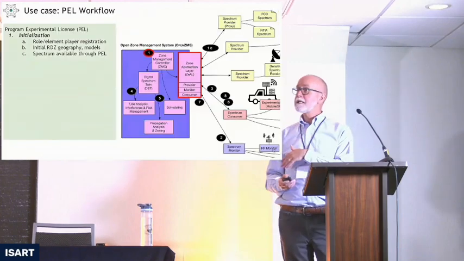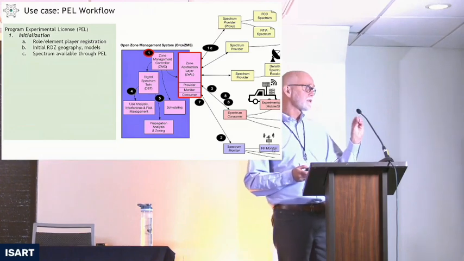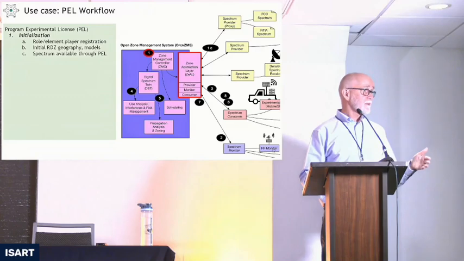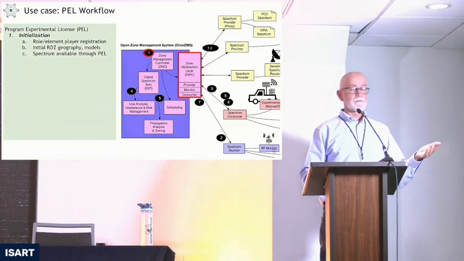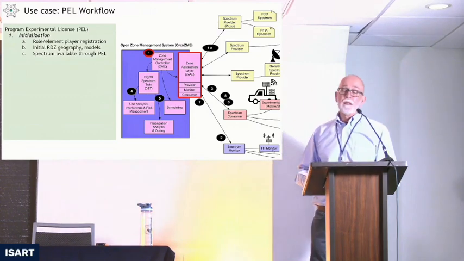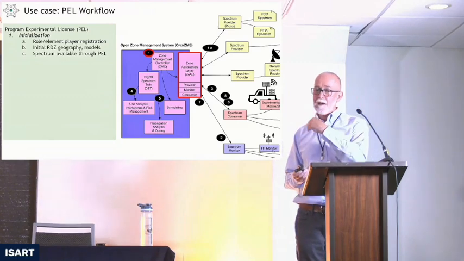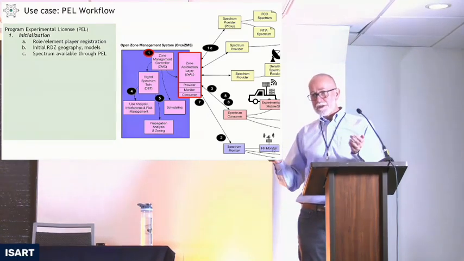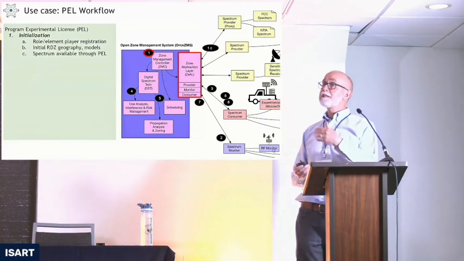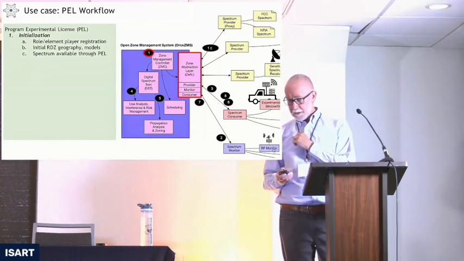All right, let me transition to the program experimental license workflow. So again, the goal here is to say, well, we have permission, as it were, to use certain spectrum ranges, but can we actually use it? So here's how it would go through OpenZMS, right? You would start up, you would initialize the OpenZMS. Who are the role players? What is your geography? What are your RF propagation models? And critically then, what spectrum are you allowed to use according to your program experimental license?